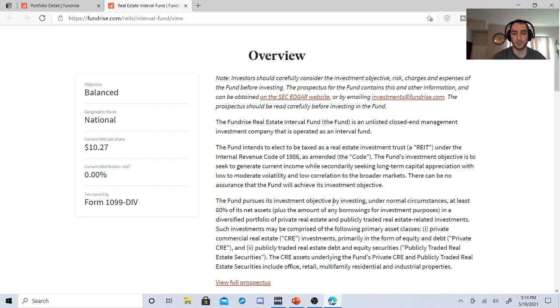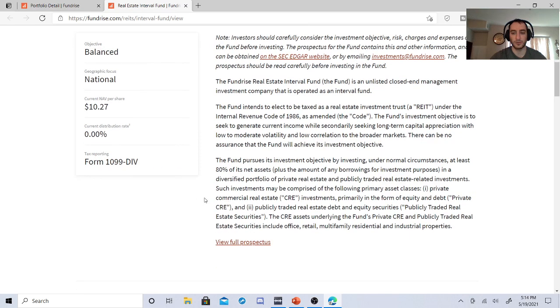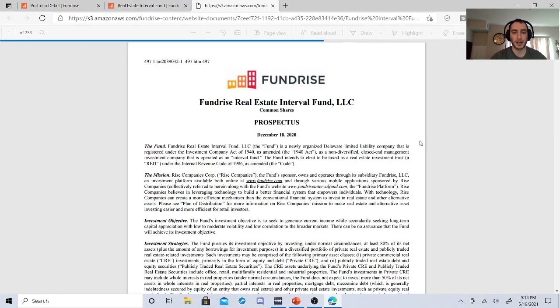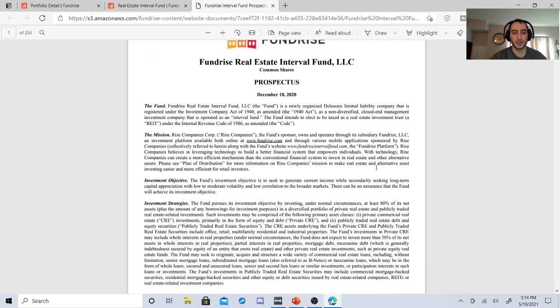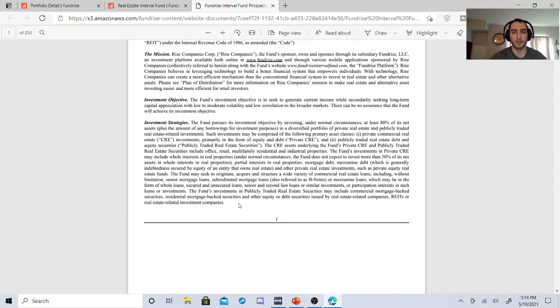Such investments may be comprised of the following primary asset classes: primary commercial real estate investments, primarily in the form of equity and debt, and publicly traded real estate debt and equity securities. The CRE assets underlying the fund's private CRE and publicly traded real estate securities include office, retail, multifamily, residential, and individual properties. So here's the prospectus. So this is really cool. Okay. So basically, that's what it's saying.